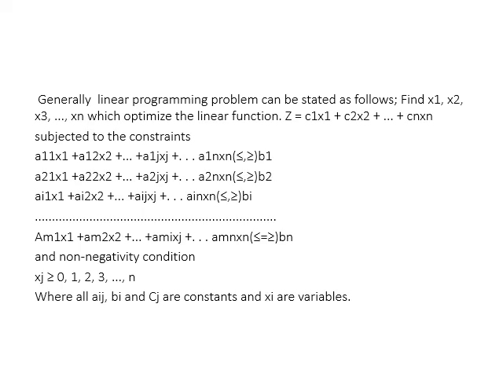Let's see. We mentioned previously that the components of linear programming are 3. First is the objective function. The second component is the constraints or restrictions. The last is the non-negativity condition. So the components of linear programming are 3: 1. Objective function. 2. Constraints. 3. Non-negativity condition.